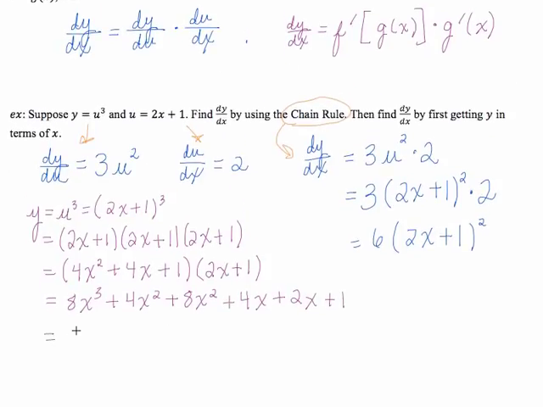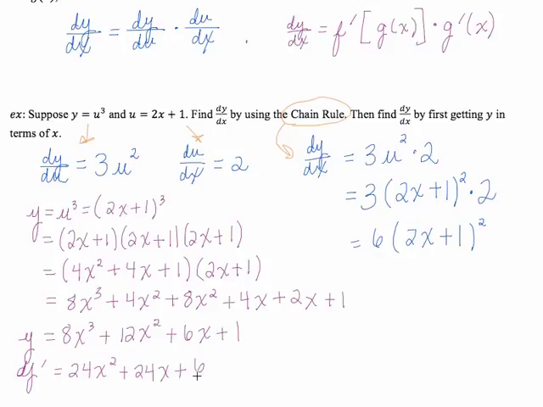So let's combine like terms, and this is just y. I haven't differentiated. Then we'll differentiate using the power rule. So 4x squared plus 8x squared is 12x squared. 4x plus 2x is 6x, and then plus 1. So its derivative, I'll just write y prime here, is by the power rule 24x squared plus 24x to the first plus 6.